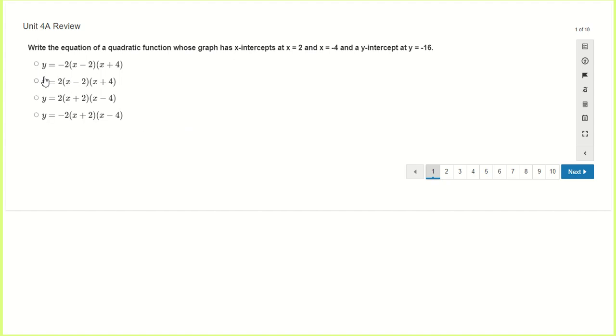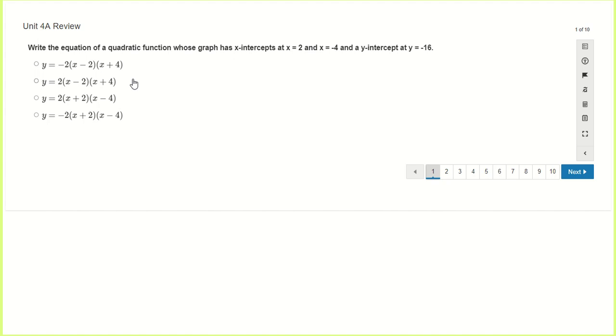So please don't guess any answer. Don't just click away. It also is timed, so it's showing me how long you're taking on each question. So please try your best to go back and review the lessons you learned these previous days, and then we'll talk on Monday more about these topics, and then be ready for the test, the Unit 4A test.